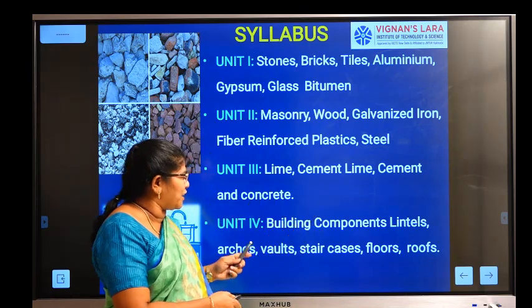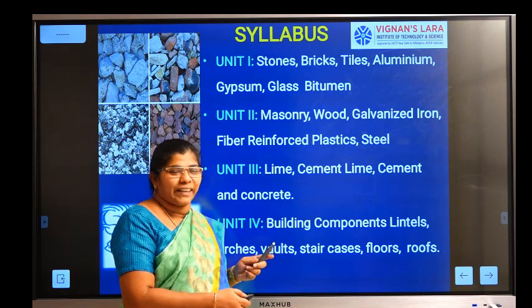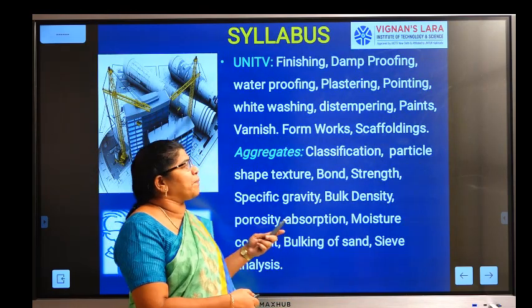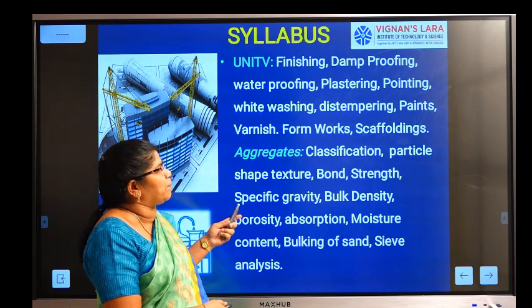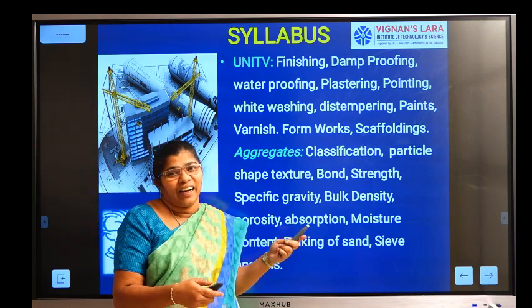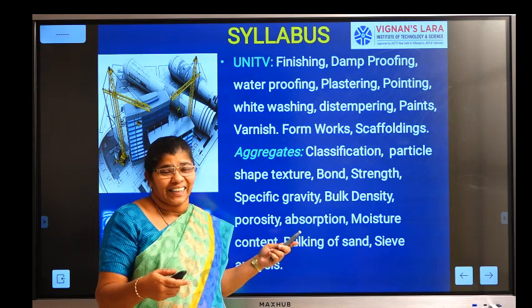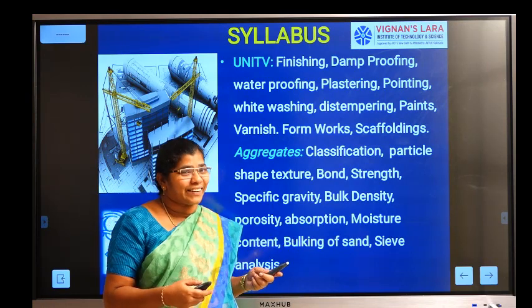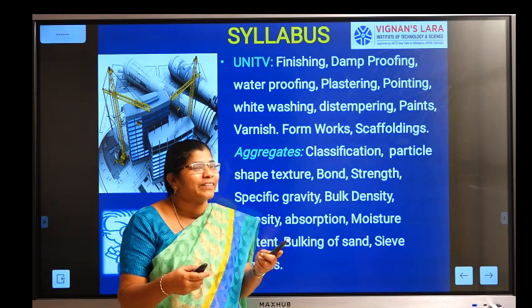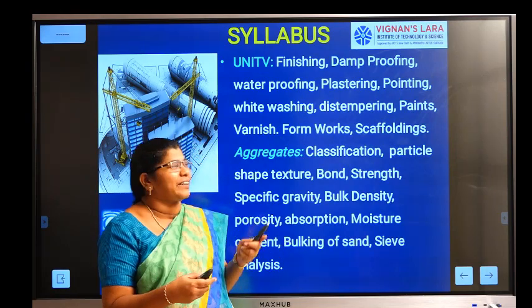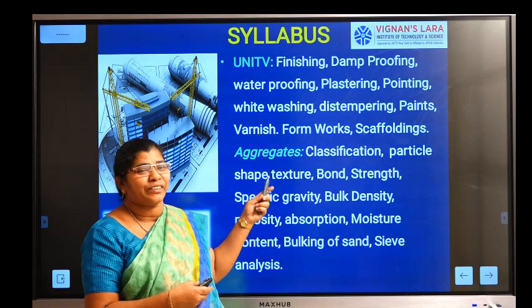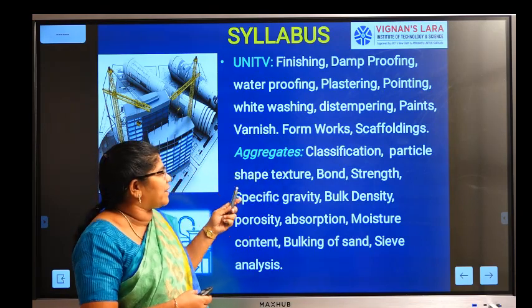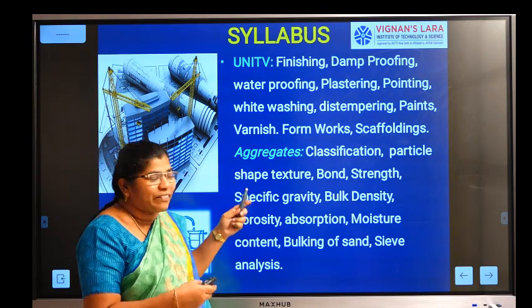In the fourth unit, you will be dealing with the building components, that is lintel, staircase, walls, floors, roofs and other things. And in the fifth unit, you will be dealing with damp proofing and also the finishing part, that is the aesthetic part. We are all very cautious about our aesthetics, right? How we look, how my building looks. What are the materials that we use for this aesthetic part? And also paints, distempering, whitewashing, everything will come.